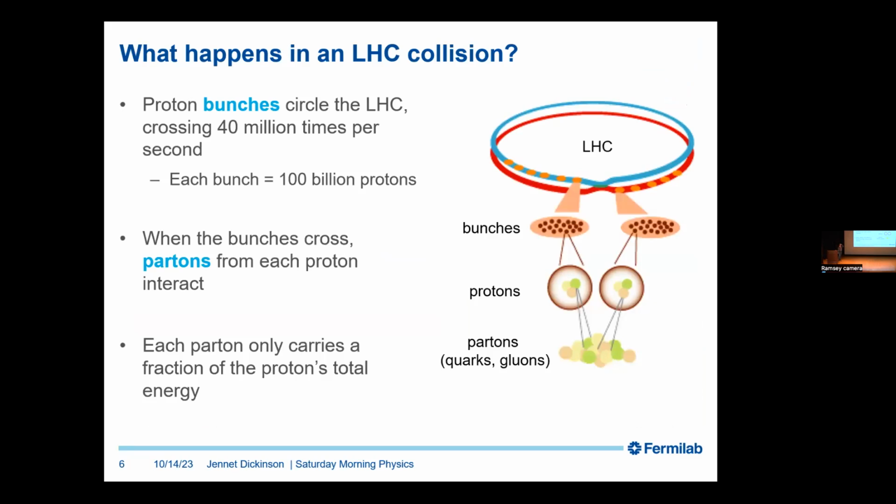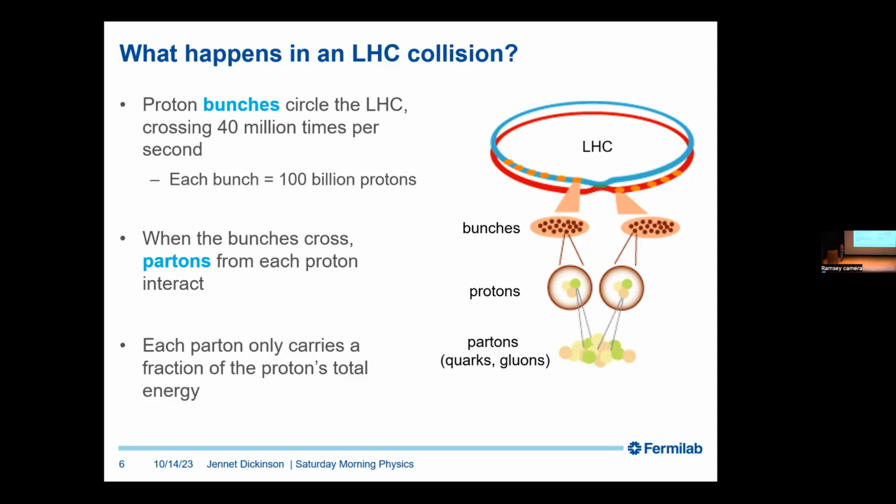So what actually happens in an LHC collision? We have these very large rings that we fill with bunches of protons. So it's not like protons go around one by one. We actually have very large bunches of protons with 100 billion protons in each bunch, and they cross 40 million times per second. So they cross super frequently, and there's a whole bunch of them crossing at the same time. And when the bunches cross, if we're lucky, we will have a parton, so a quark or a gluon from each proton, interact with a parton from another proton in a way where they exchange a large amount of energy. And that is something that we consider an interesting collision.